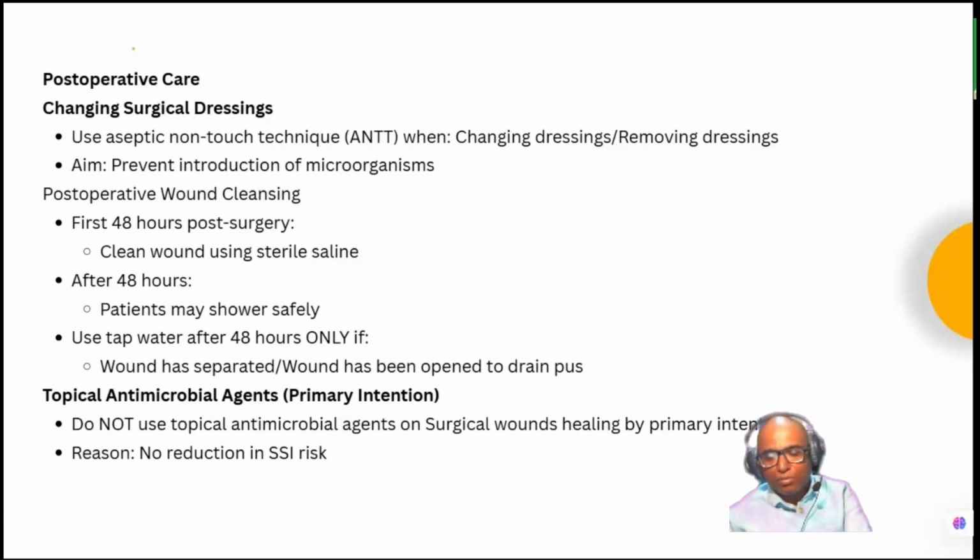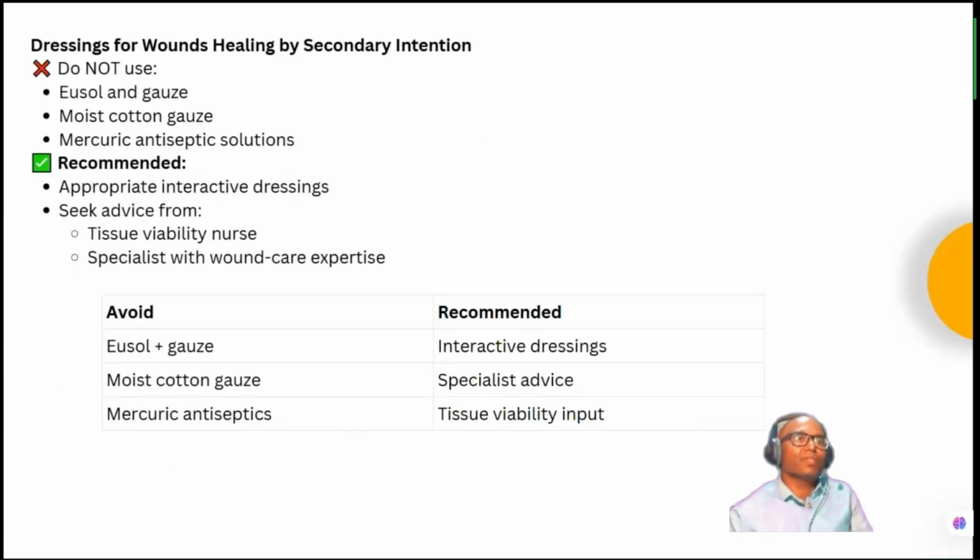So most of the time, before the dressing, you apply some antimicrobial, which as per NICE is not required. Now, if the wound is healing by secondary intention, what is to be used and what is not to be done? Do not use Eusol and gauze, moist cotton gauze, or mercuric antiseptic solutions. Like in some infected wounds, we do the dressing, and there, what do they say? Don't use Eusol gauze or moist cotton gauze or mercuric antiseptic. As per NICE, these are not required.